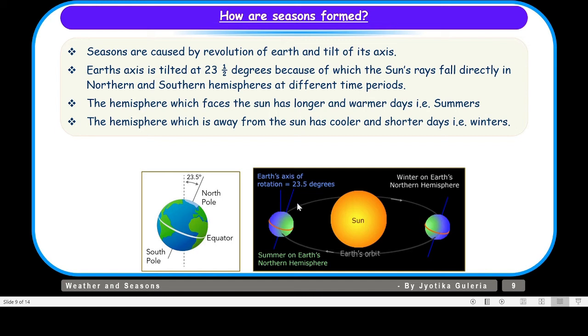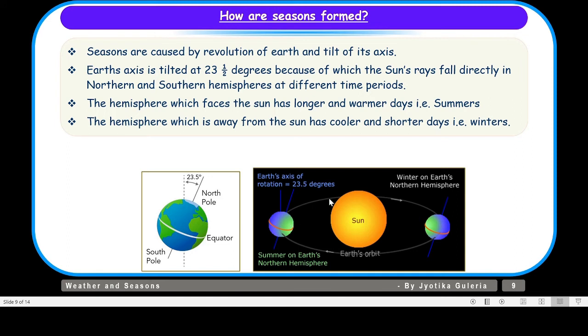Similarly, while revolving on its orbit around the sun, a stage comes when the southern hemisphere tilts towards the sun and northern hemisphere is away from the sun. Now, in this case, the southern hemisphere will receive more direct rays of the sun as compared to the northern hemisphere. Therefore, southern hemisphere will experience summer and northern hemisphere will experience winter season.